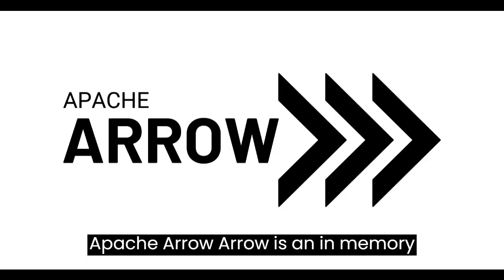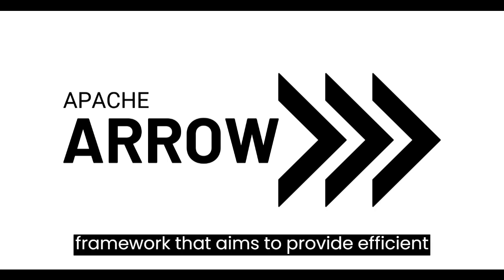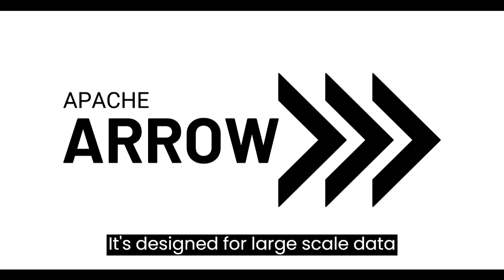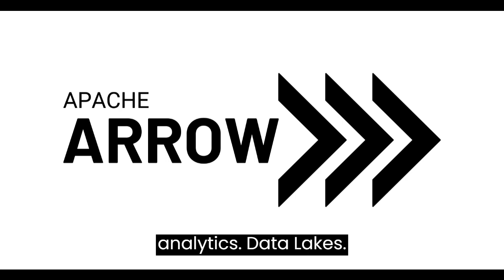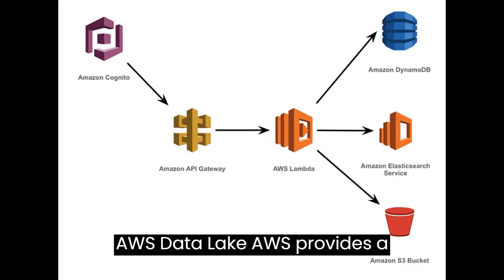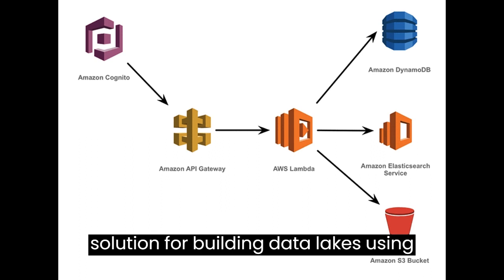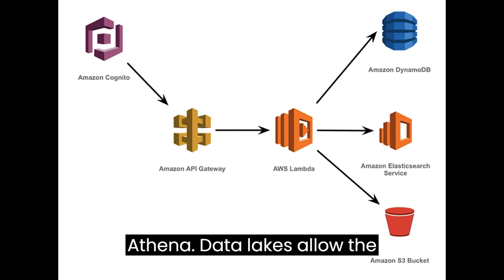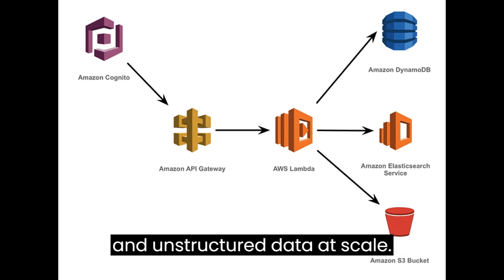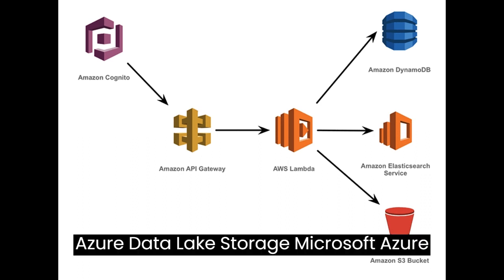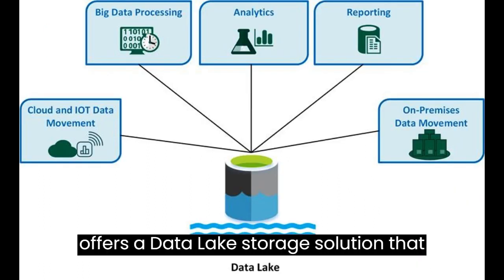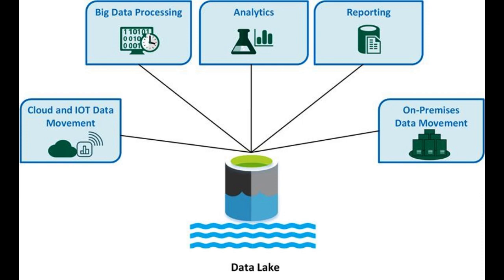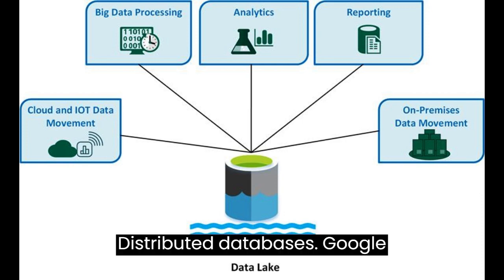Apache Arrow. Arrow is an in-memory columnar data format and processing framework that aims to provide efficient data interchange between systems. It's designed for large-scale data analytics. Data lakes. AWS Data Lake. AWS provides a solution for building data lakes using services like S3, Glue, and Athena. Data lakes allow the storage and analysis of both structured and unstructured data at scale. Azure Data Lake Storage. Microsoft Azure offers a data lake storage solution that integrates with various data processing and analytics services. Distributed databases.